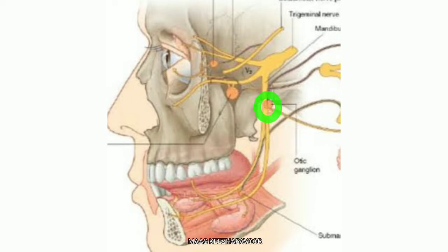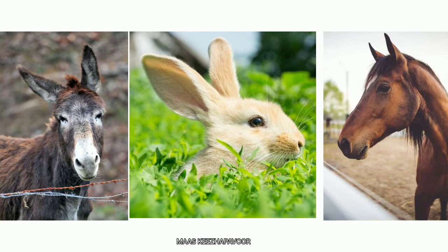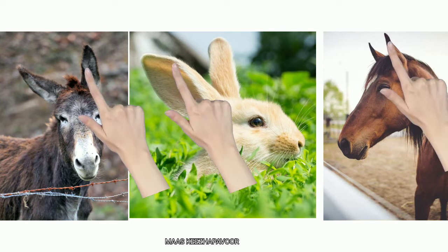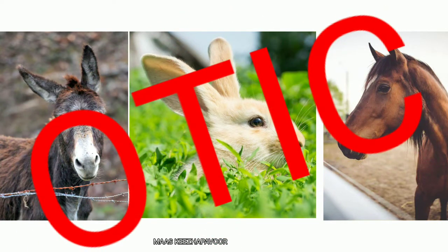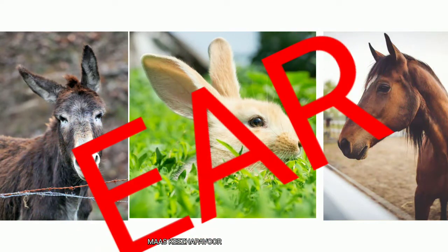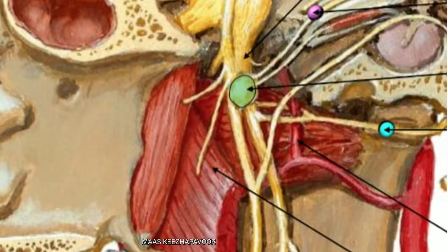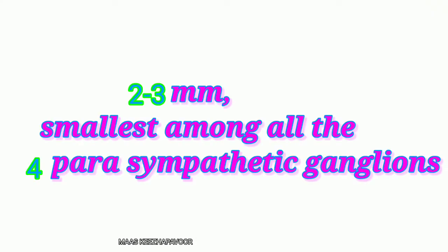Okay, let us see otic ganglion in this lecture. Since the otic ganglion is larger in long eared animals like donkeys, rabbits, horse, it has got its name otic. Otic means ear. The otic ganglion is situated in the infratemporal fossa, immediately medial to the mandibular nerve, just beneath the foramen ovale. It is pinhead size, 2 to 3 millimeter, and smallest among the four parasympathetic ganglions.